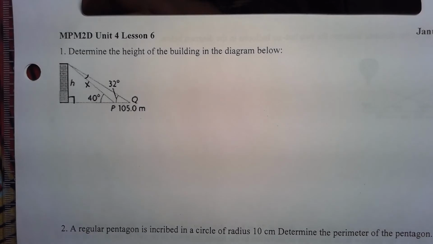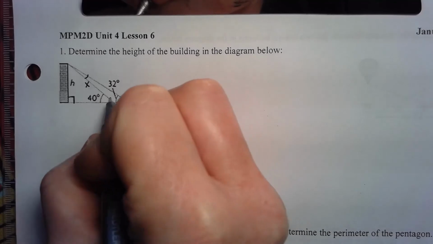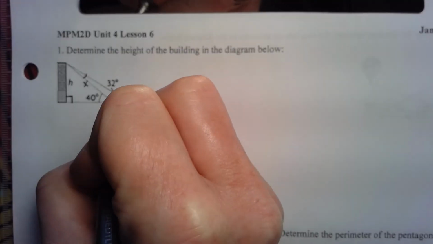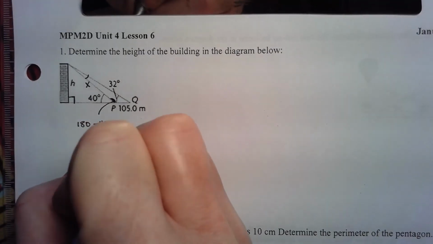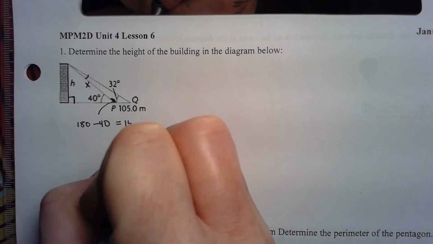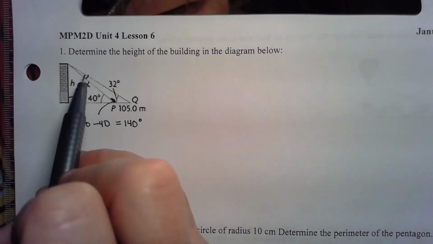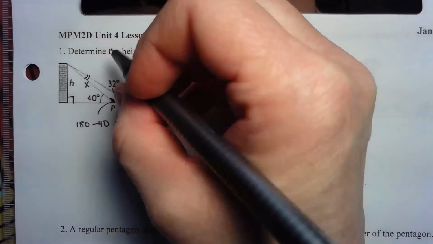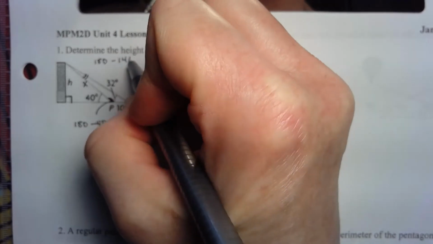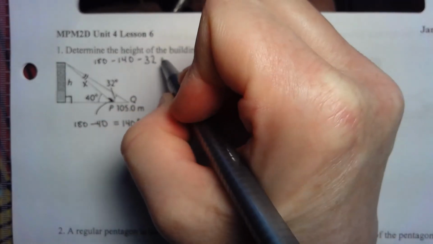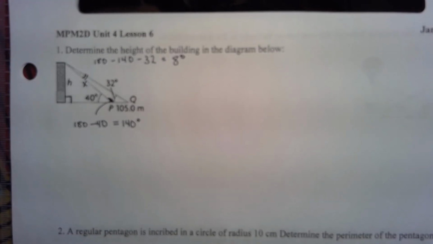So let's take a look at some of the angles in our triangle. So first we know that this is 40 degrees, so we know that the angle next to it has to be 180 minus 40, or 140 degrees. So now if this is 140 and this is 32, then we know that this angle up here is going to be 180 minus 140 minus 32, which is equal to 8 degrees. So now we know we have enough information in that triangle.